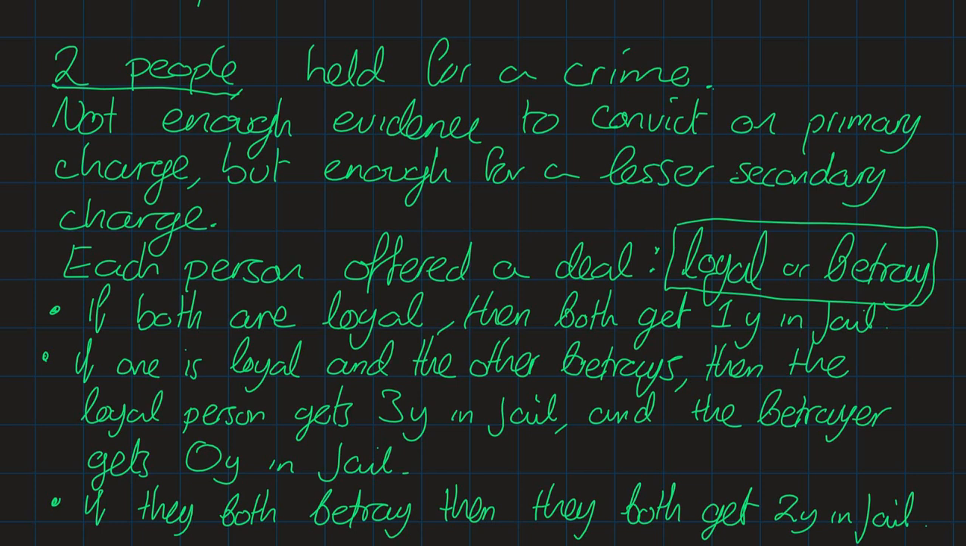If they're both loyal, they both get 1 year in jail. If one of them is loyal and the other one betrays, it doesn't matter which way round, then the loyal person goes away for 3 years, and the betrayer gets set free immediately. And if they both betray, they both get 2 years in jail. So this is our example of a game.